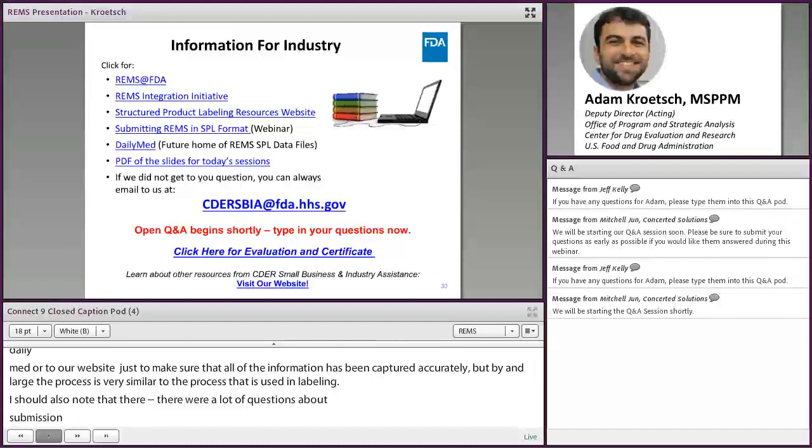So continuing with the questions, if a REMS requires training for the healthcare provider, how is that integrated in the system?